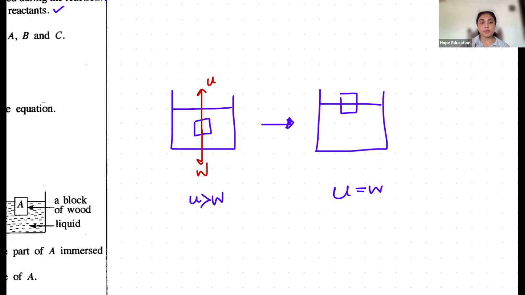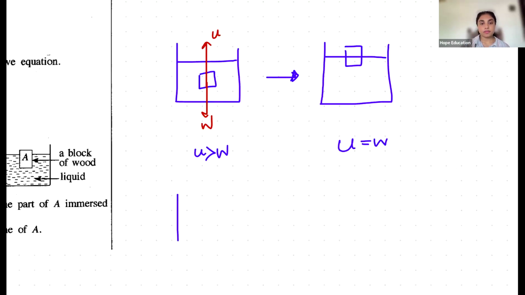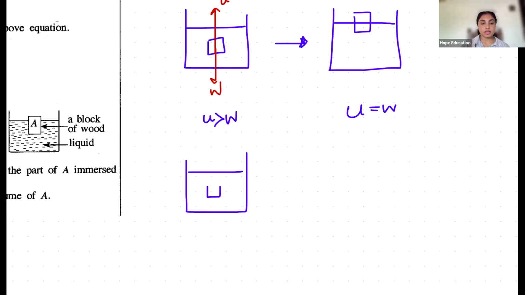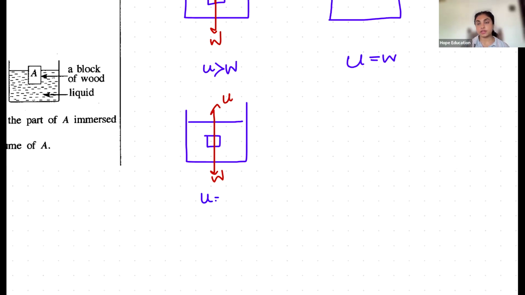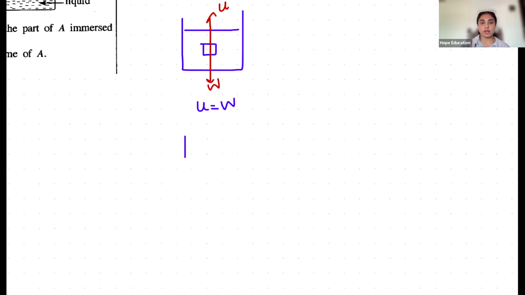Let's say I put another object into water. We know downward there is weight. Upward there is upthrust. Here, let's say upthrust is equal to weight. What will happen to this object? It floats but submerged. That means it is partly submerged but floats. It doesn't come up, it floats right where it is. Let's say I put another object into water.